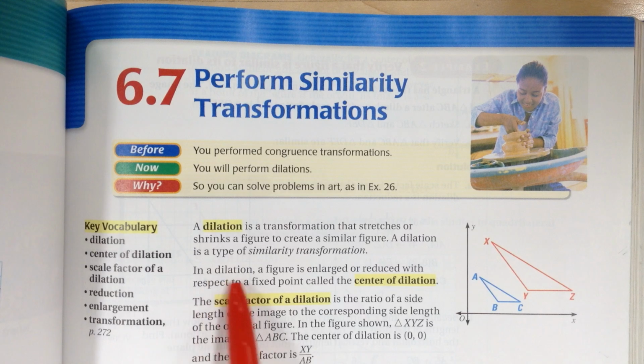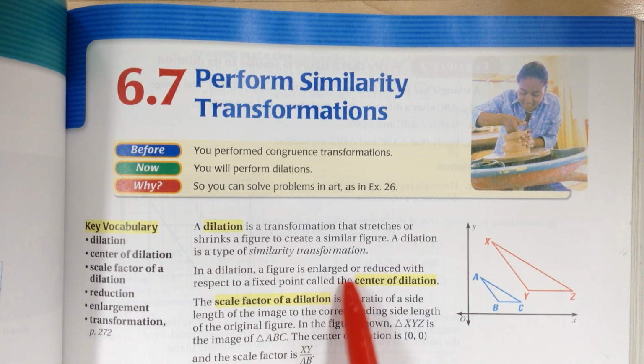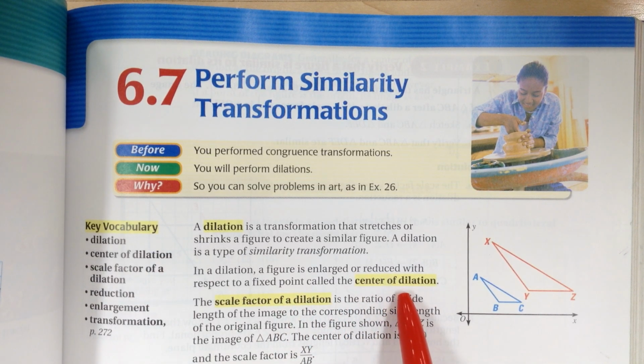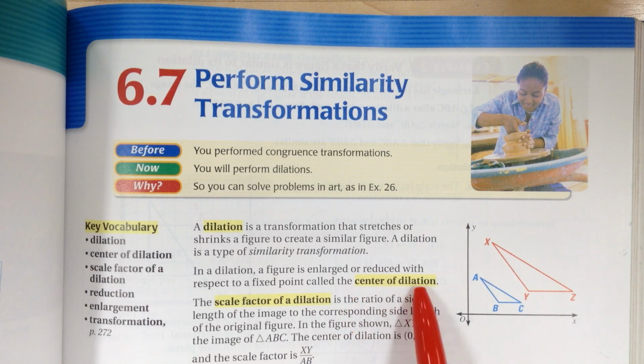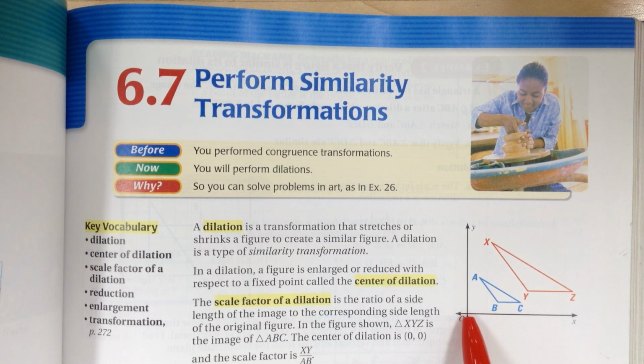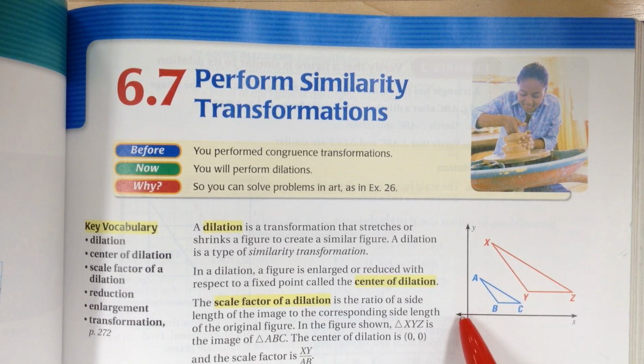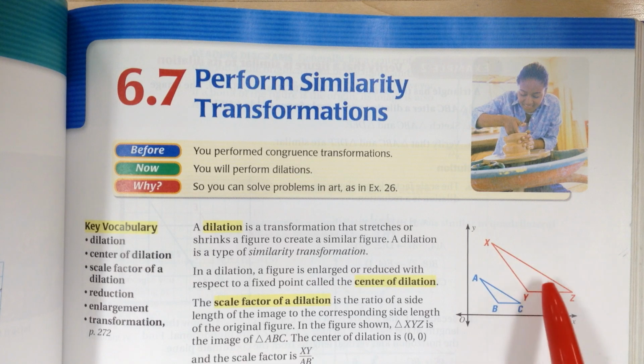Okay? So in a dilation, a figure is enlarged or reduced with respect to a fixed point called the center of dilation. Now to simplify things, normally we put the center of dilation at the origin. So this will make the algebra a lot easier. Okay, so you want to put your center of dilation at the origin, and from there you can either enlarge or reduce the original to make the image.